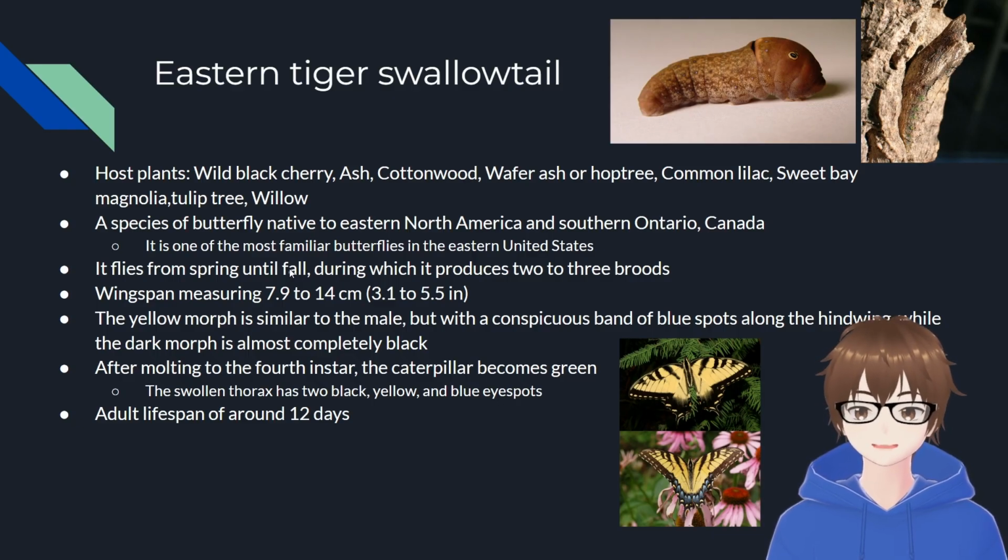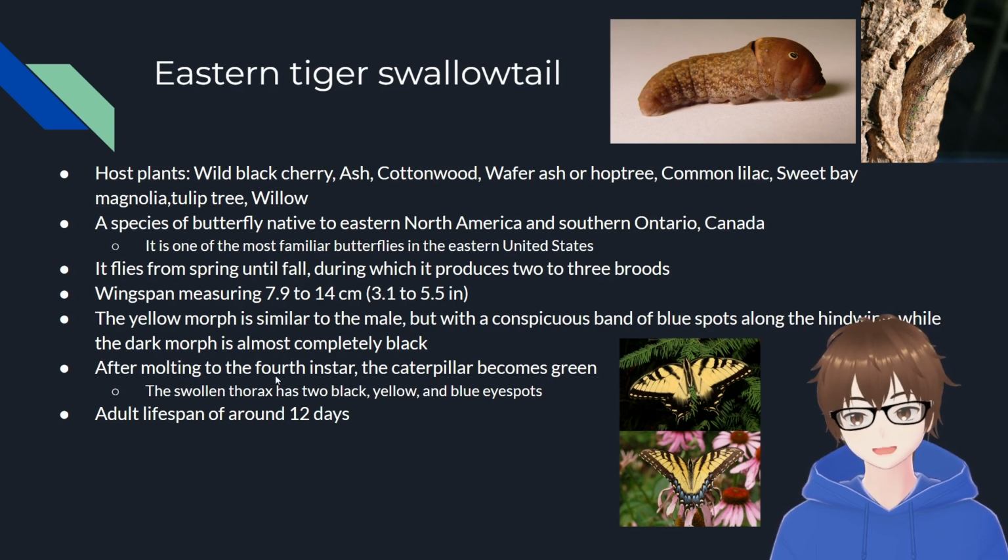It flies from spring until fall, during which it produces 2 to 3 broods. The wingspan measures 7.9 to 14 centimeters, or 3.1 to 5.5 inches. The yellow morph is similar to the male, but with bands of blue spots along the hind wings, while the dark morph is almost completely black. You can see the top here with just the yellow and black is the male variant. And then the bottom one, which is yellow-black and also has the blue at the very bottom, is the female.